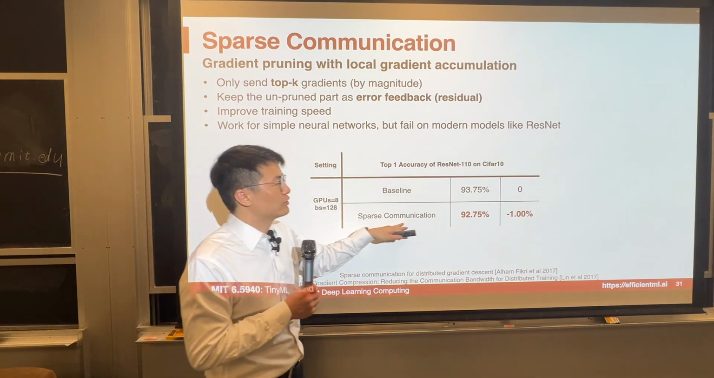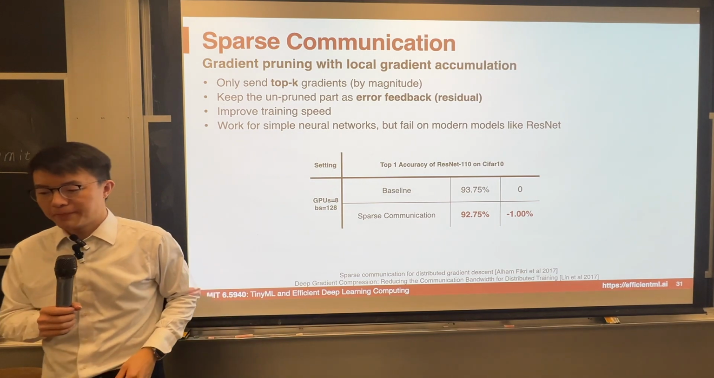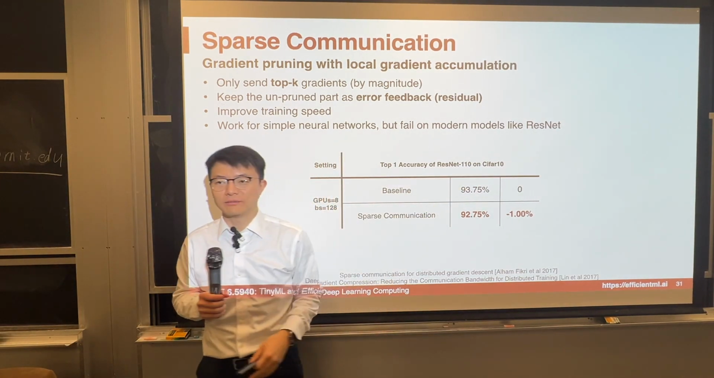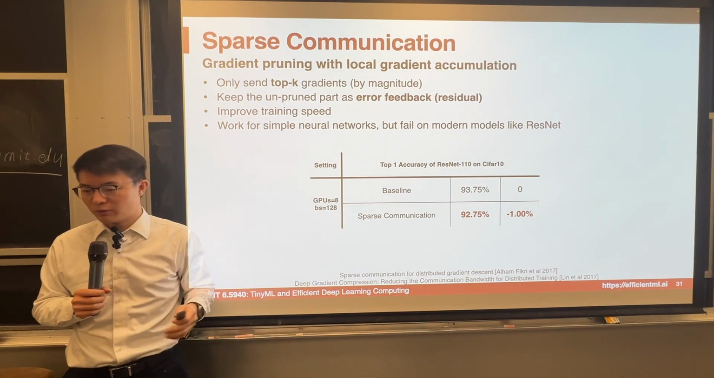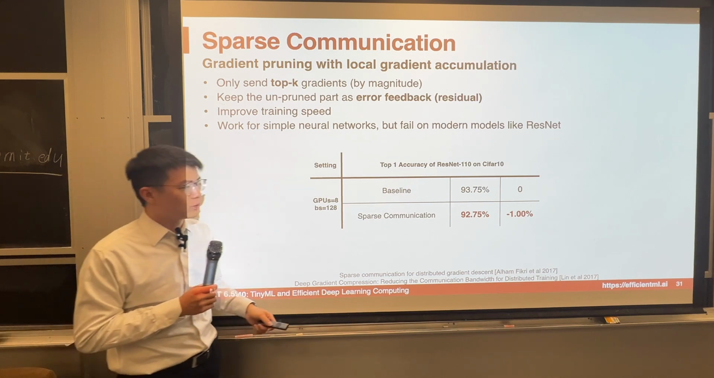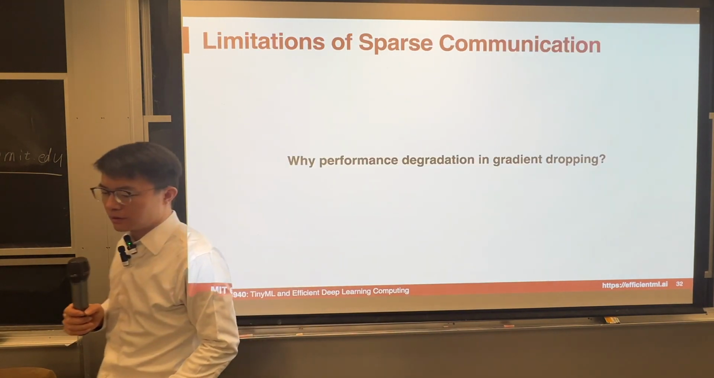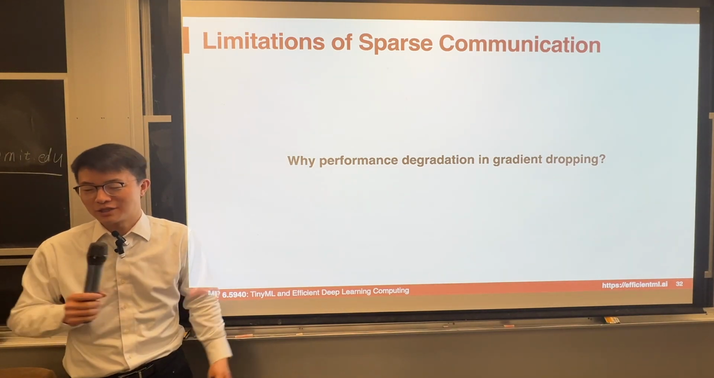Actually, we observed pretty significant accuracy degradation. This is not even on ImageNet. This is just on CIFAR-10, using a larger network, ResNet-101. So we observed about 1% degradation of the accuracy. So why is there performance degradation when using gradient dropping?